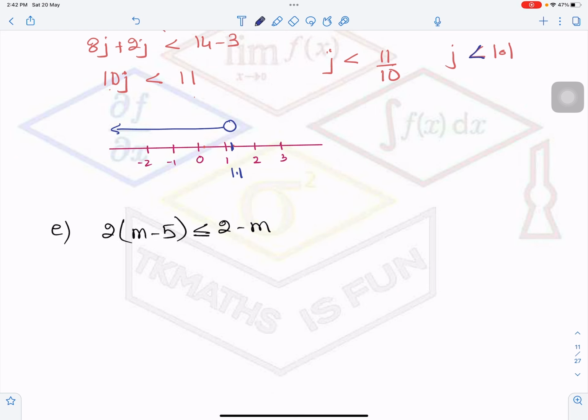Similarly, let's do this one. Open the bracket. 5 2s are 10. Bring the term with m on one side and the number on the other side.